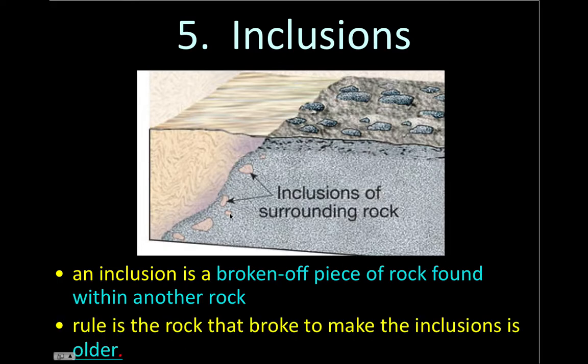Now the rule for inclusions is that if you have two rock layers that are next to each other, but one has inclusions of the other rock layer within it, it tells you that the rock that broke to make the inclusions is the older one. So in this case, since the tan inclusions lie within the gray rock, the tan rock had to be older. And this also makes sense because if you think about it, the tan rock had to be there and it had to break apart to form those little pieces before it could be incorporated within the gray rock sample.